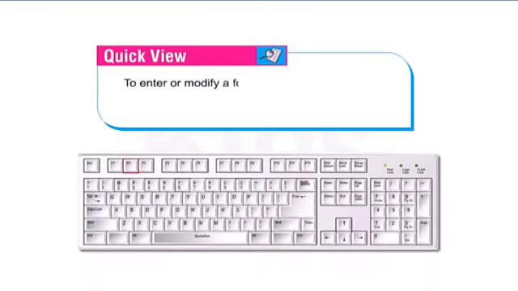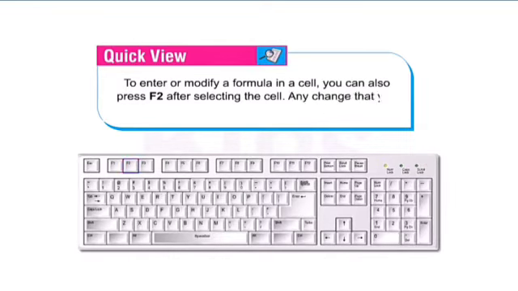Okay students, to quickly enter or modify a formula in a cell, you can also press F2 after selecting the cell. Any change that you make in data will be reflected in the formula result. Now let us find out how to use formula on text. We can also perform addition on character and string data type.